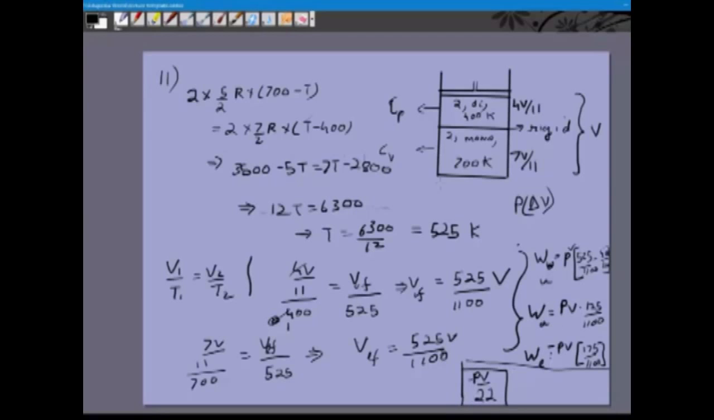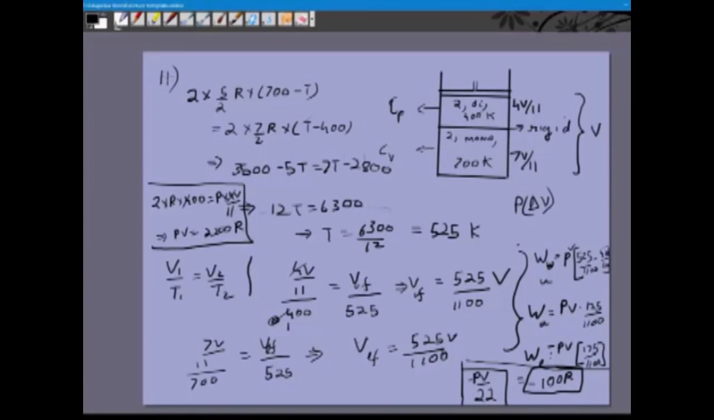Now we can just calculate the value of PV by using any initial condition. Initially for the upper part, 2 into R into 400 is equal to P into 4V by 11. 4 and 4 cancel. So what we get is PV is equal to 1100 into 2, which is 2200 R. So minus PV by 22 is equal to minus 100 R. So the answer to this question, question 12, is minus 100 R.